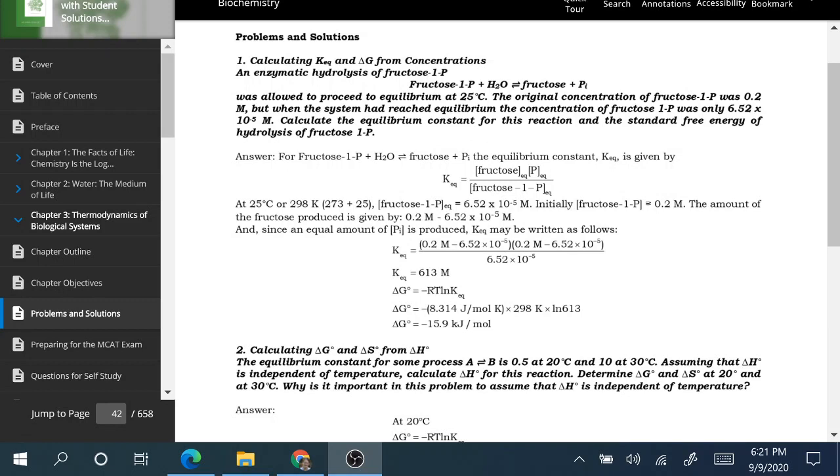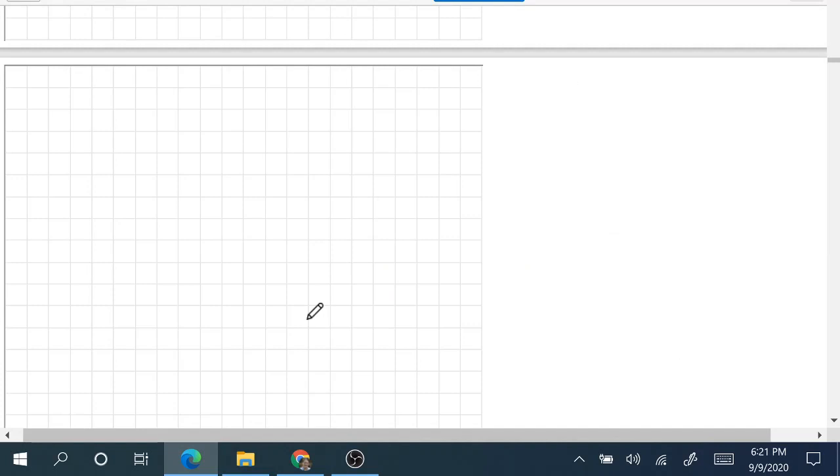Okay, so Keq, and the standard free energy of hydrolysis of fructose-1-phosphate. So delta G naught. So we're looking for Keq, which is going to be equal to the concentration of products over reactants at equilibrium, and delta G naught, which is equal to negative RT ln of Keq. Okay, so let's first consider what the reaction looks like. And I like to do that because I like to know what kind of reaction we're doing. So instead of just saying some random words, I like to say, what reaction are we doing here?